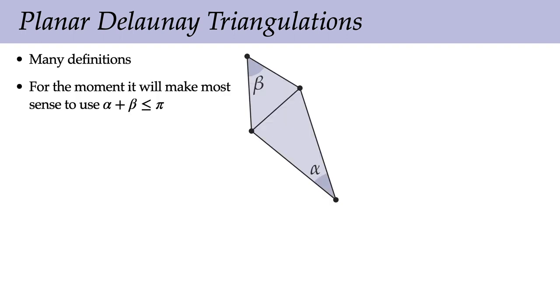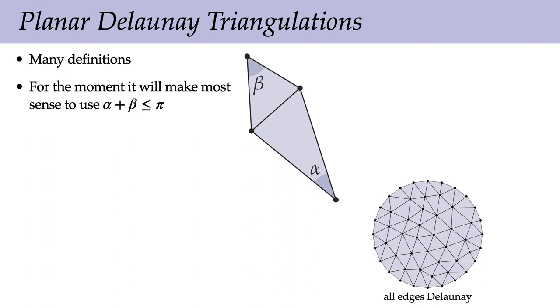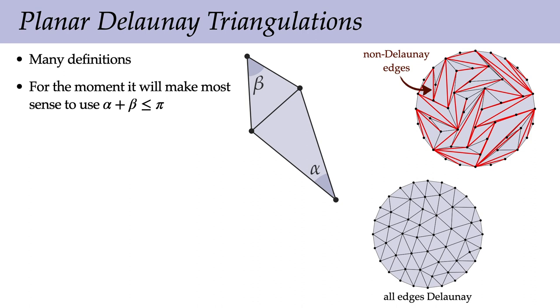A triangulation is Delaunay if, for every edge, the sum of the opposite angles is at most pi. In our two triangulations from the last slide, the Delaunay triangulation satisfies this constraint at every edge, while the non-Delaunay triangulation violates it at a ton of edges. Importantly, given any set of points, such a Delaunay triangulation always exists and is unique if the points are in general position. And moreover, it can be found by a very simple edge flip algorithm.